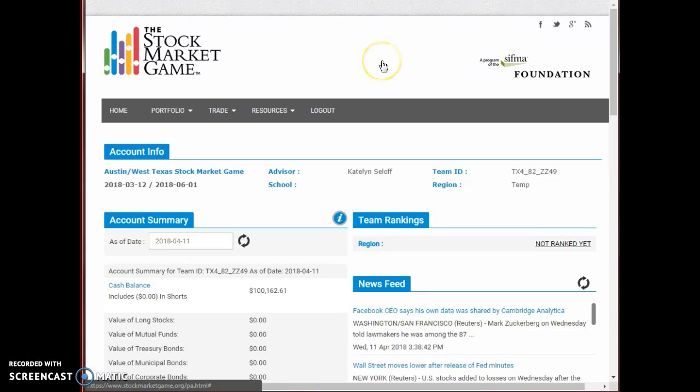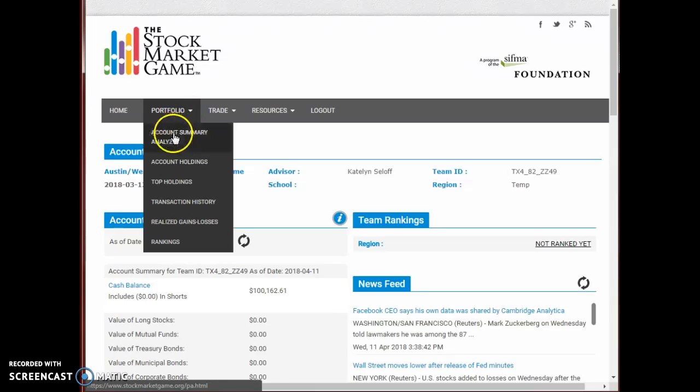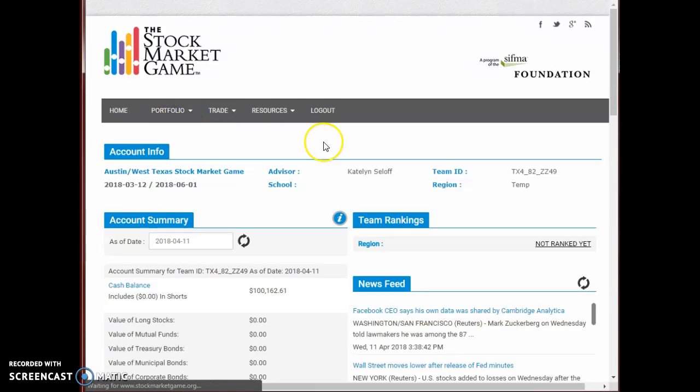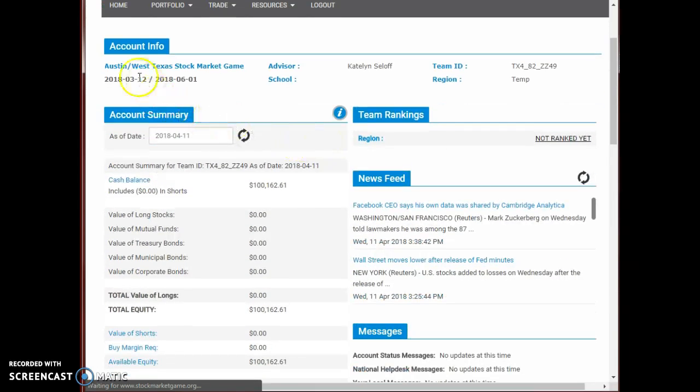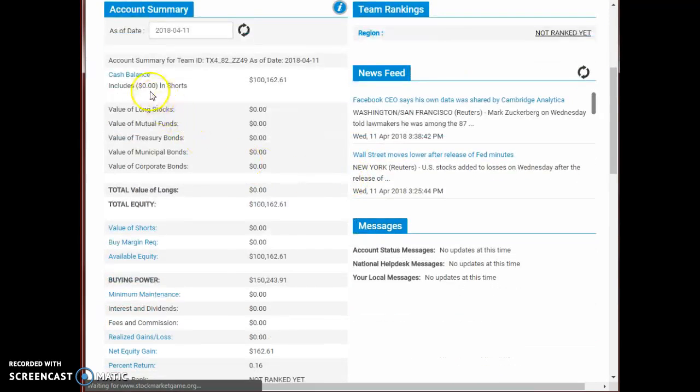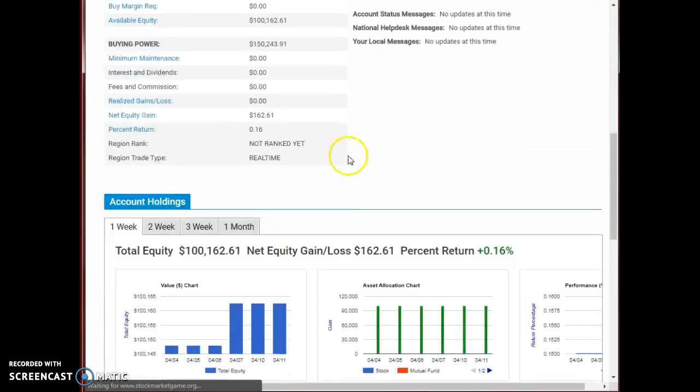First, this is what's called my Account Summary Analyzer. You can get to it under Portfolio by clicking Account Summary Analyzer. It shows me my account information, including which competition I'm in, the Austin and West Texas stock market game, the dates of the competition, March 12th through June 1st. Then it goes on to show me my current cash balance, which is a little bit higher than what I started at, the $100,000 that I was given to begin with.